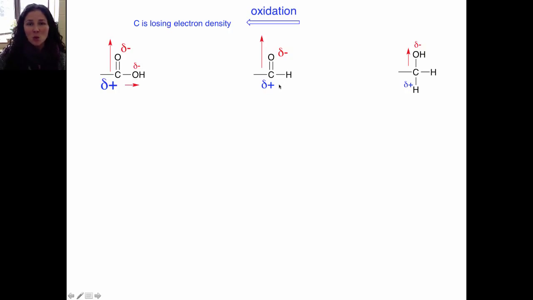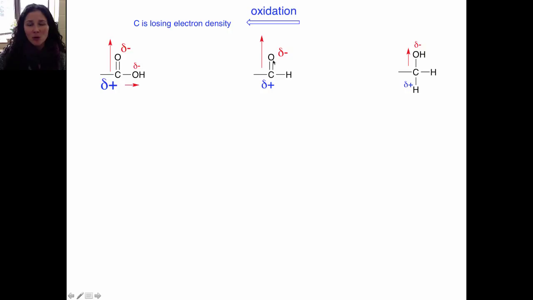The opposite happens when I remove bonds to oxygen or when I add bonds to hydrogen. Both of those things are happening in going from an aldehyde to an alcohol. I have gone from 2 bonds to oxygen to only 1, and the carbon here has gained a bond to hydrogen.